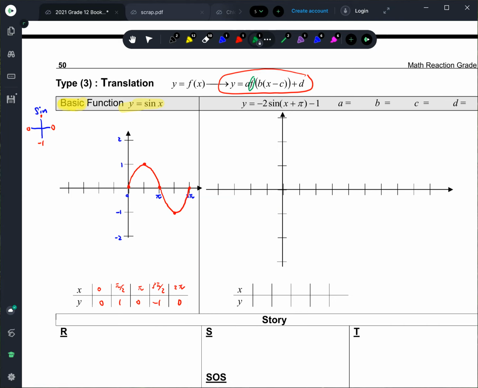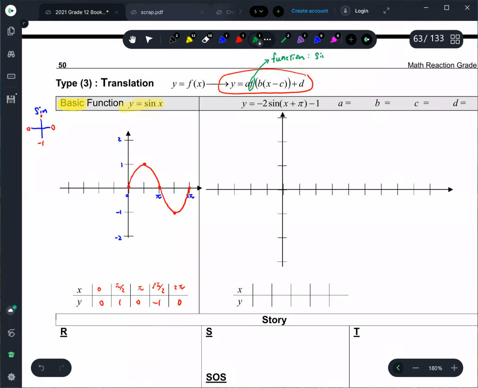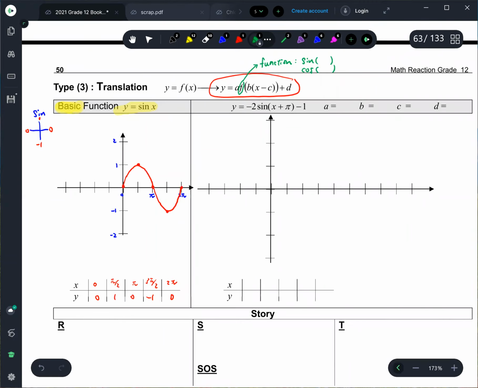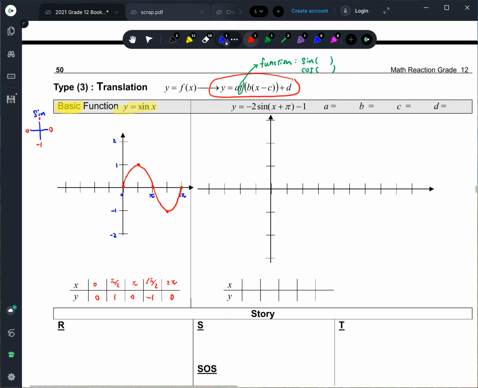So in general, it could be sine, could be cosine, could be tangent, okay? We haven't seen anything about tangent yet. So right now the F is just saying it's a function, okay? You can write it down, function. So function could be either sine function, right? Or cosine function. Okay, just saying in general. So for this question, it's a sine function, right?